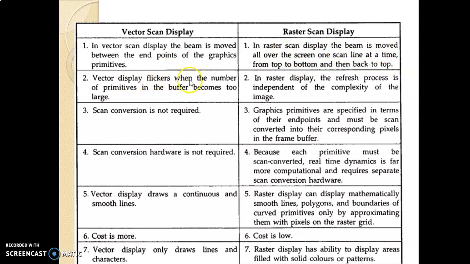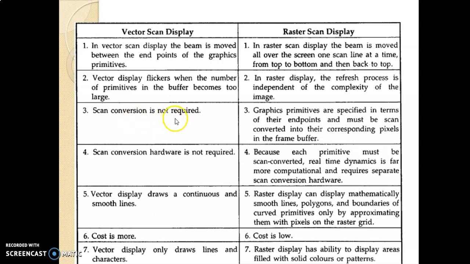Vector display flickers when the number of primitives is very high. When you have a complex image, there are more primitives or lines to be drawn, and the vector scan flickers. Whereas the raster scan doesn't depend on the complexity of the image. Whatever the complexity, it will follow the same steps, so it is independent of complexity. So it can draw complex objects or images very clearly.